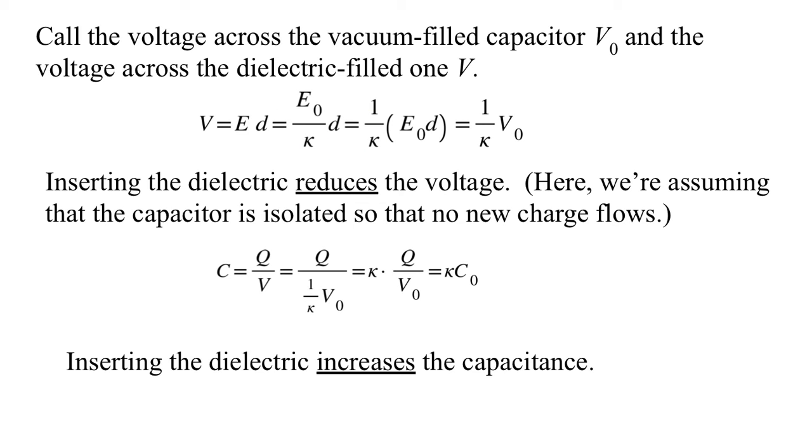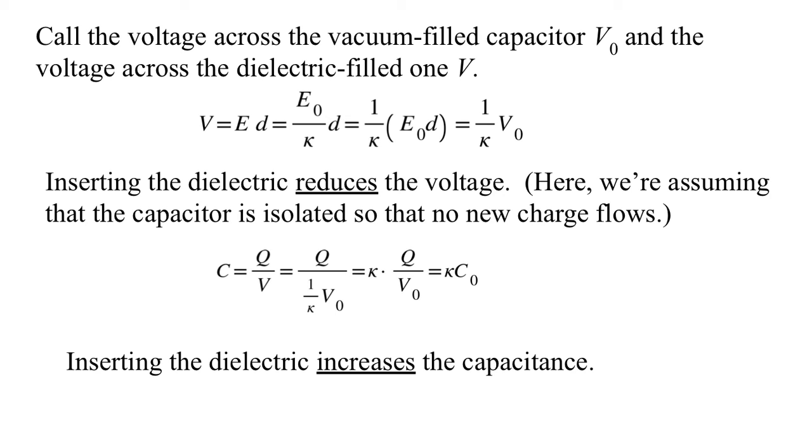We have 1 over kappa times a thing which is the vacuum field times the distance, but the vacuum field times the distance was the potential on the vacuum-filled capacitor. So putting all this together, we get that the new voltage is 1 over kappa times the original voltage, just following the electric field. So inserting a dielectric here reduces the voltage. Again, we assume the capacitor is isolated so that no new charge flows, so the voltage can be reduced. If we hooked up to an EMF source like a battery, that would hold the voltage constant and something different would happen, and we'll talk about that in a little bit.